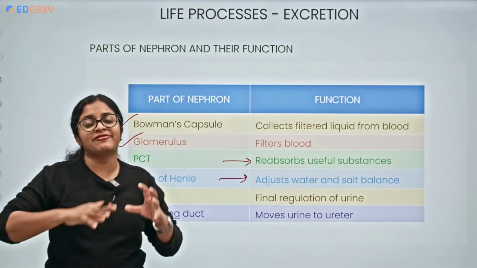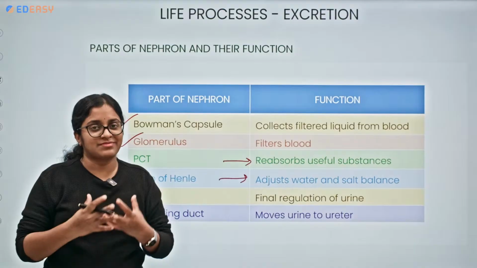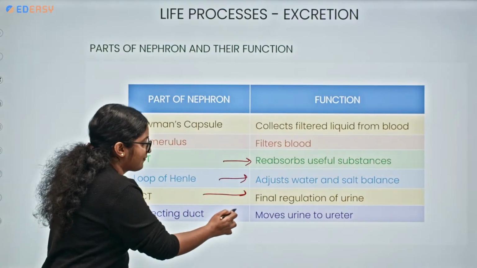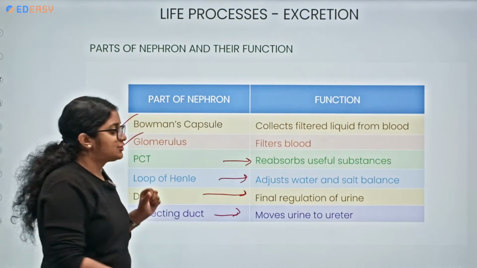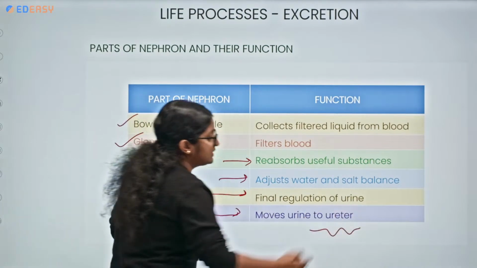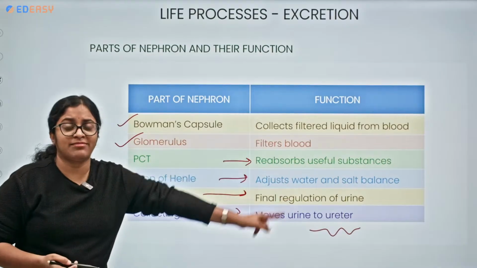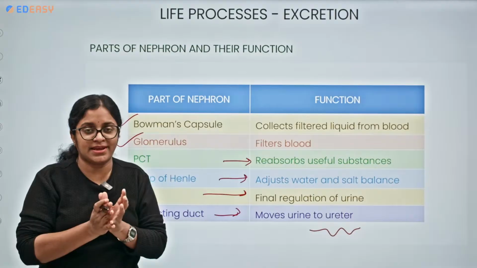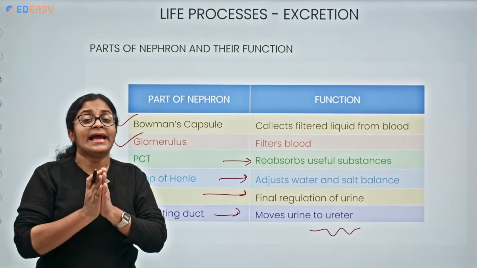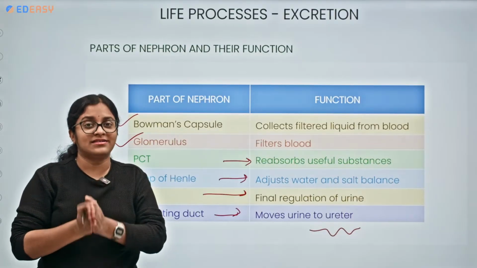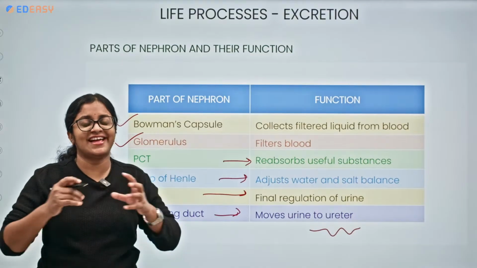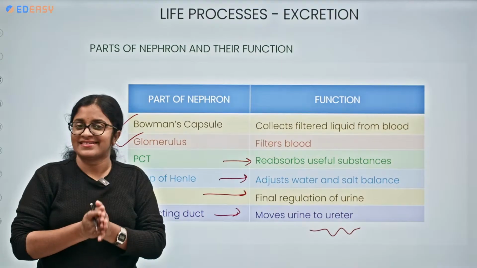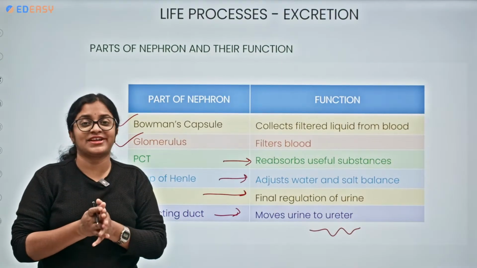And what does the DCT do? The DCT will finally be making some adjustments to the urine, and the collecting duct will now be moving the urine towards the ureter, from the ureter to the urinary bladder, from the urinary bladder to the urethra. So the urine gets temporarily stored within the urinary bladder, and when there is an urge to urinate, the urine is eliminated through the urethra.